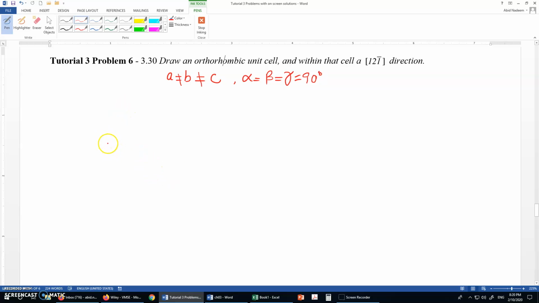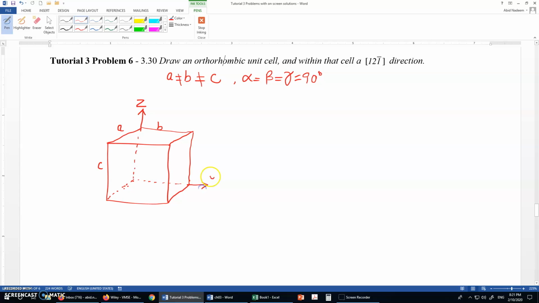So if I draw this cell over here, it will be like this. It will just look similar to the cubic structure, but the main thing to know is that all the three dimensions are different. So if it is A, then B, and then C, they are different. So the axes are here.